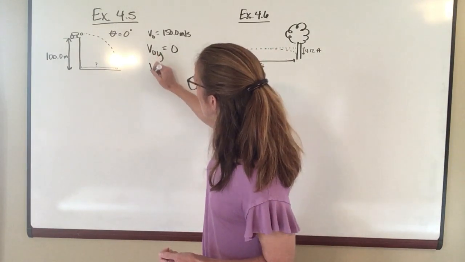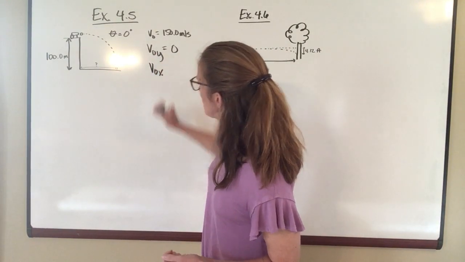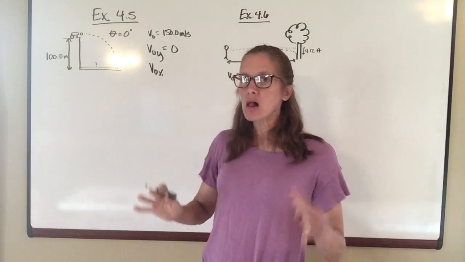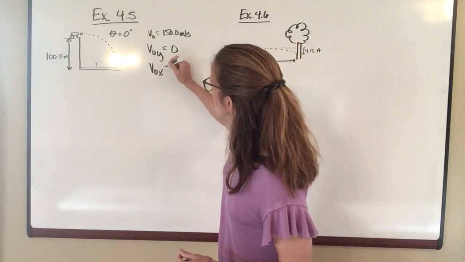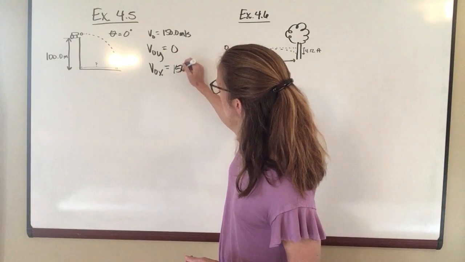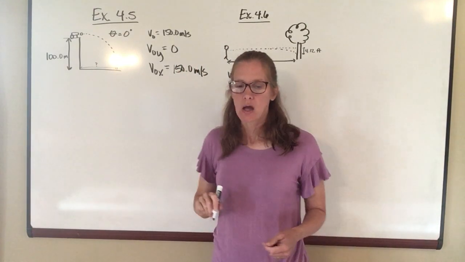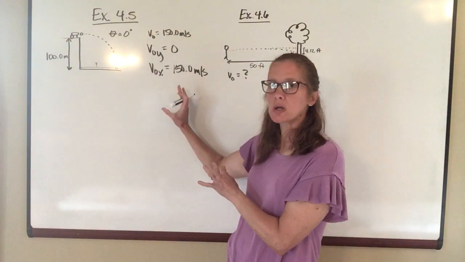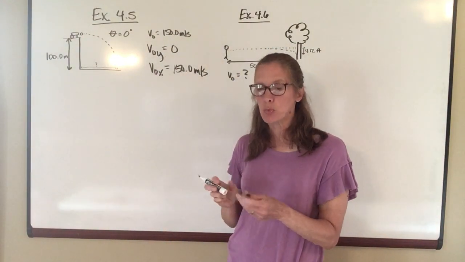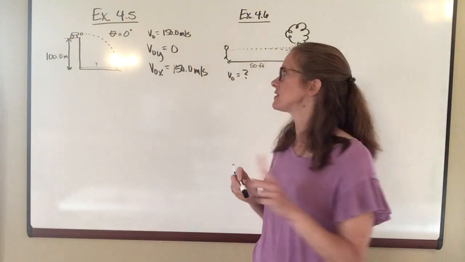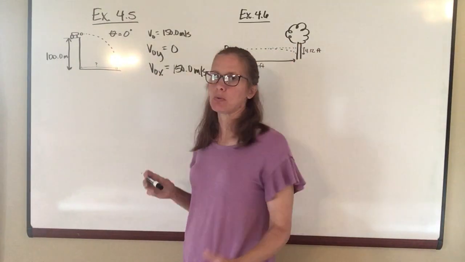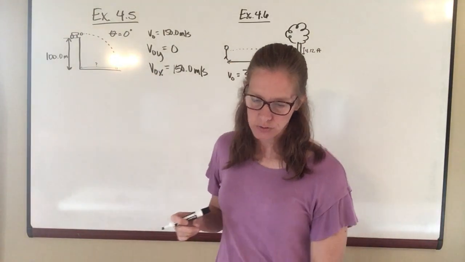Okay? Therefore, that means that the initial velocity in the x direction, all of the velocity is in that direction, so the initial velocity in the x direction is 150 meters per second. So that little shortcut can save you a little bit of time when you're working some of these problems if they tell you that theta equals 0. You don't actually have to calculate it out.